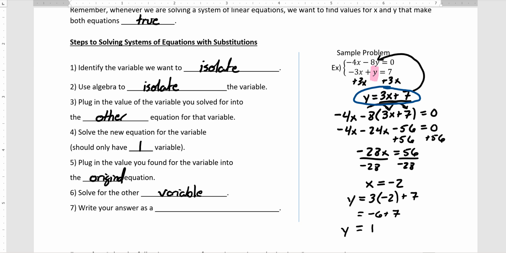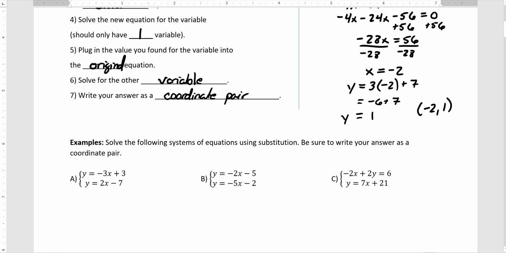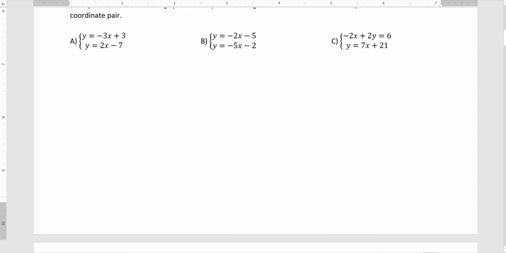And now I know x equals negative 2, y equals 1. I'm going to write my answer as a coordinate pair. Remember, because this is where these lines would cross on the coordinate plane. So I'll say negative 2, comma 1. There we go. All right, questions there. If you have a question, go ahead and raise your hand. Otherwise, let's do some practice with this idea.